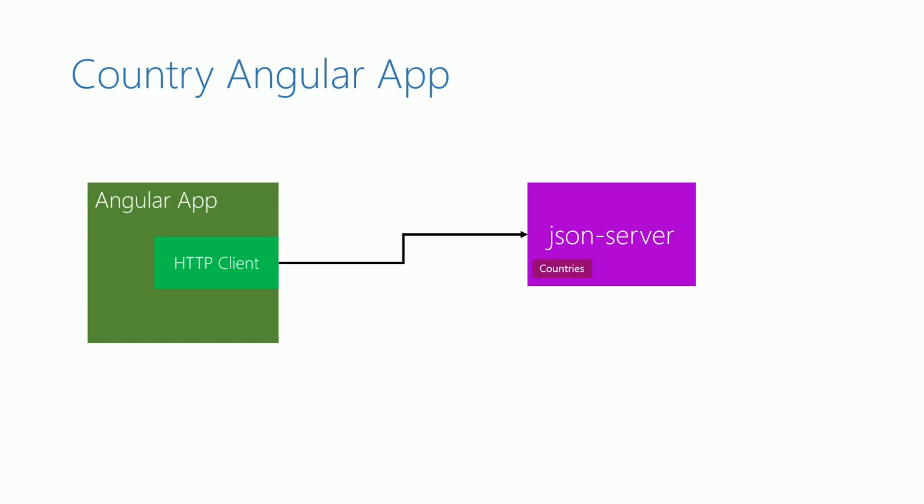In a series of videos, we are learning HTTP client module. So far, we have set up the backend service using JSON server, and in the front end, we have created the Angular application and we included HTTP client module. In this video, we will implement the code that displays the list of countries.